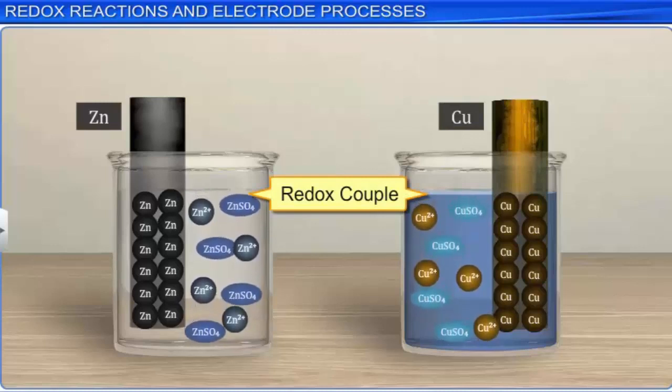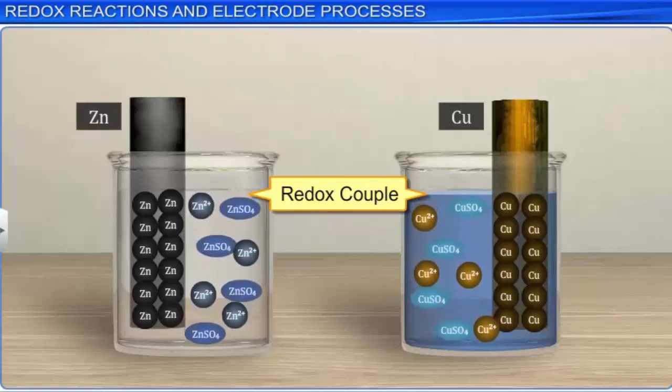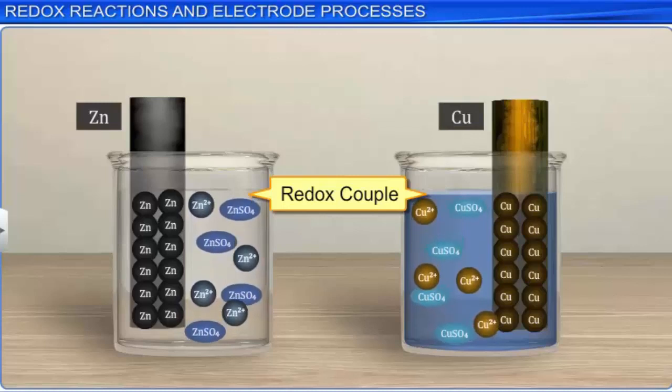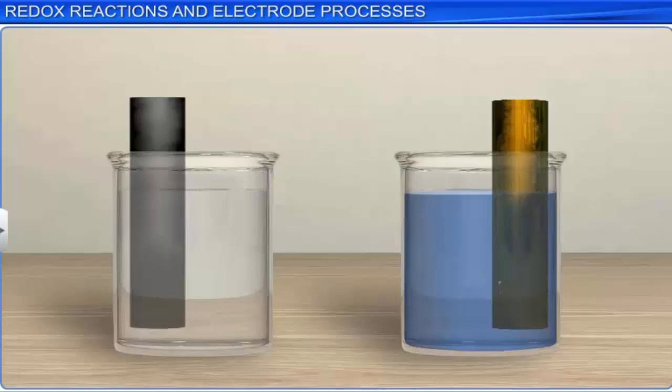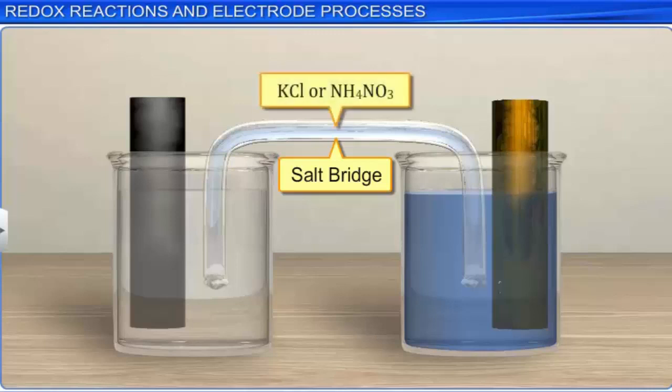A redox couple is defined as a combination of the oxidized and reduced forms of the same substance taking part in a redox reaction. Now, we connect the two solutions by using a salt bridge. A salt bridge is a U-tube filled with potassium chloride or ammonium nitrate, usually solidified by boiling with agar and later cooling to a jelly-like substance.